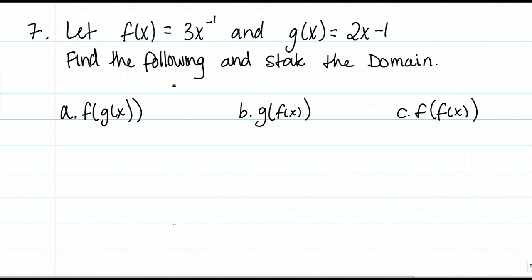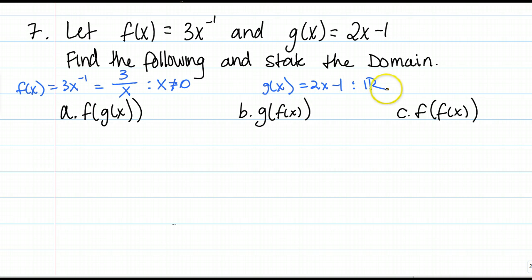So first I want to find the domain of each of these. So if we look at f of x, 3x to the negative 1 power. If I get rid of that exponent, or I want to make it positive, I need to move that x to the negative 1 to the denominator. So this tells us x can't equal 0, right? Because we can never divide by 0. And g of x is 2x minus 1. Here, our domain is all real numbers.